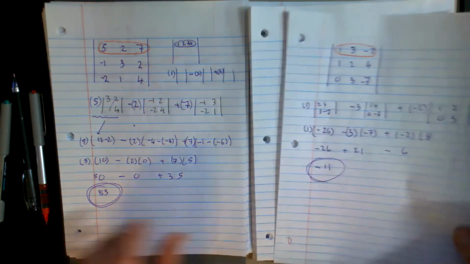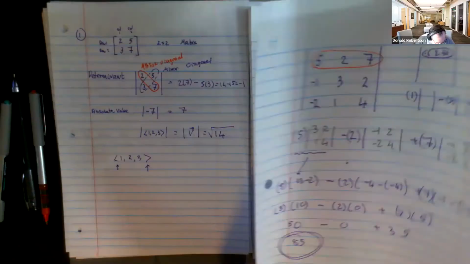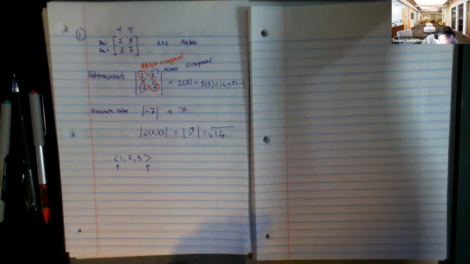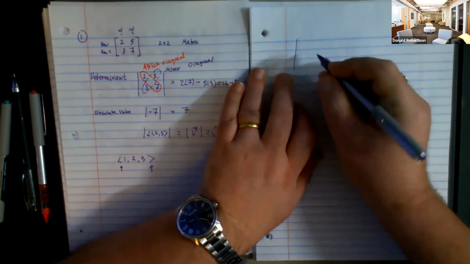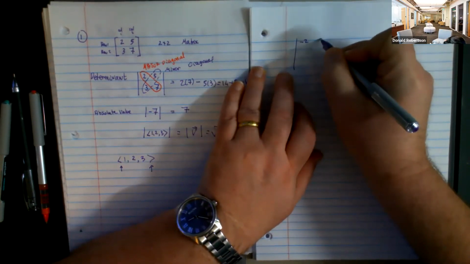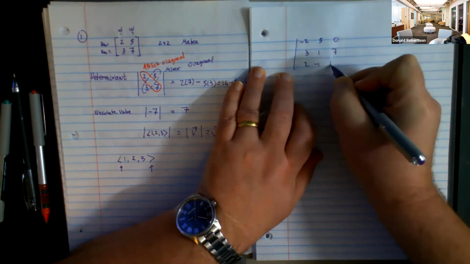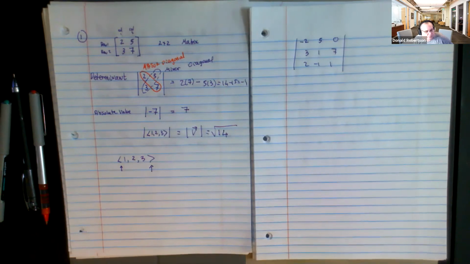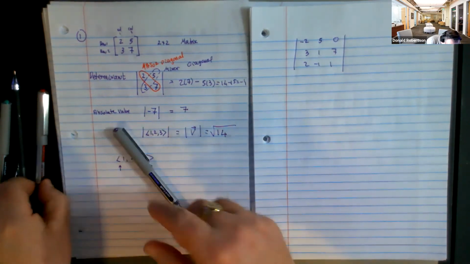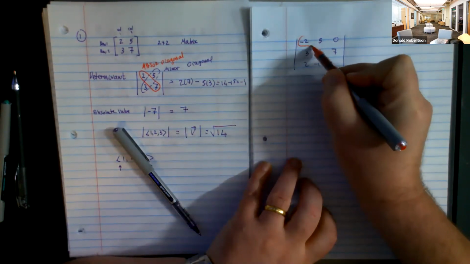Can we do a couple more? Sure. I'll do one with numbers and one with variables. So here's one with numbers: -2, 5, 0, 3, 1, 7, 2, -1, 1. It all hinges on the first row.